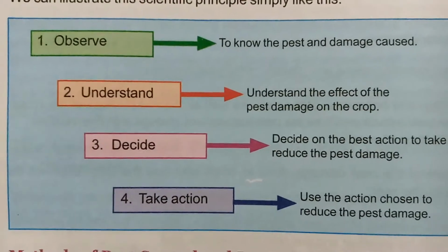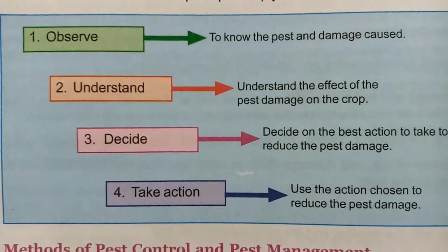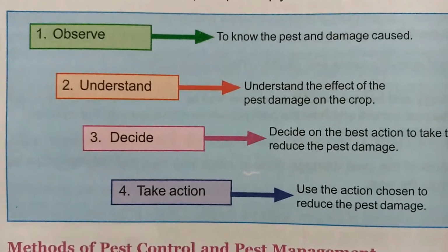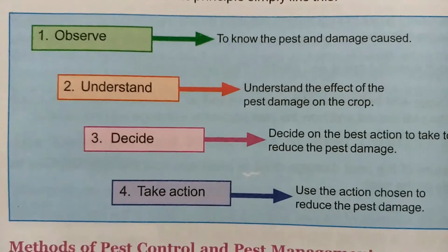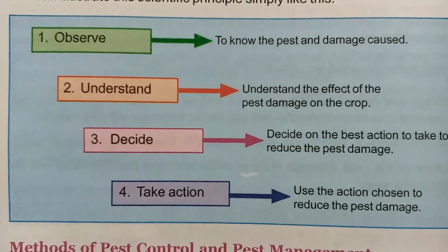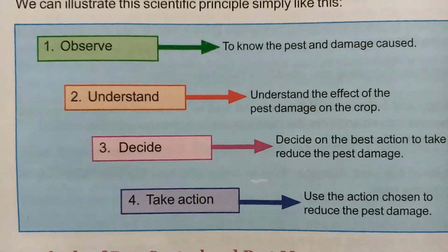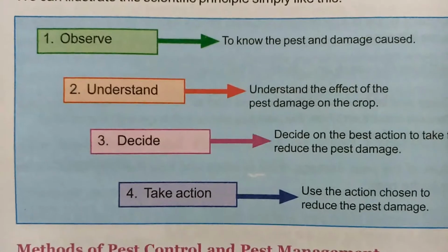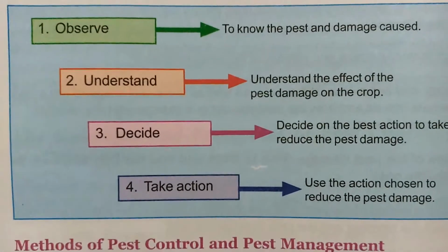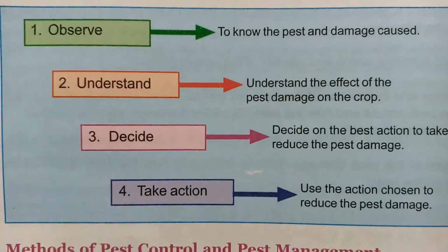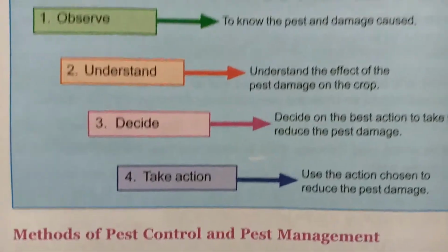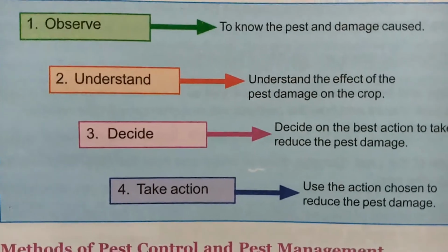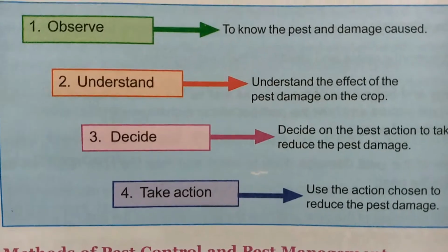Now, talking about the methods of controlling pests, there's something that we need to look at. Agric is a science subject, and we have to go through some principles before we take any action on whatever we do. Number one thing we have to consider is that we have to observe, and this will help us to know the pest and the damage caused.